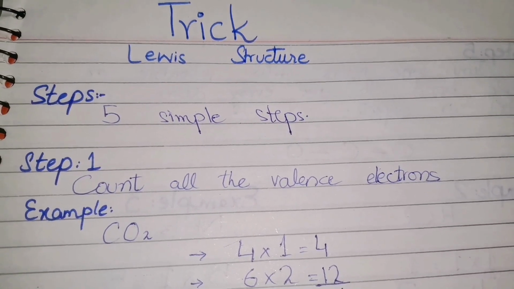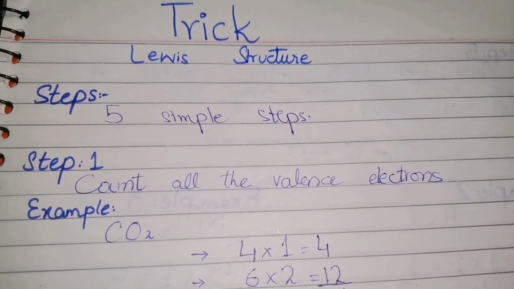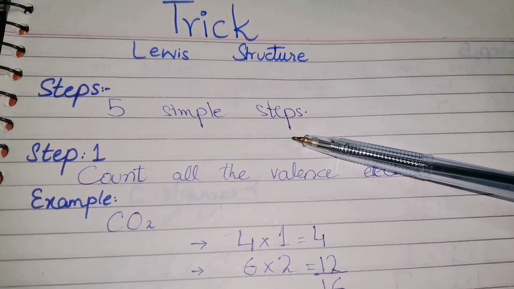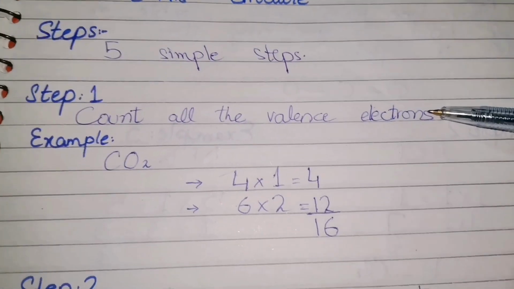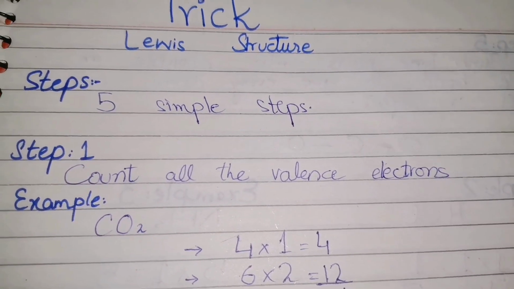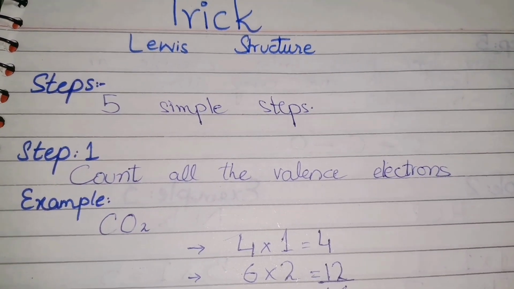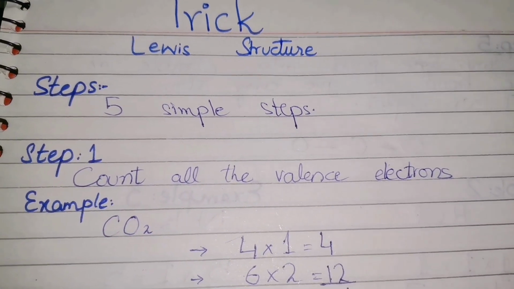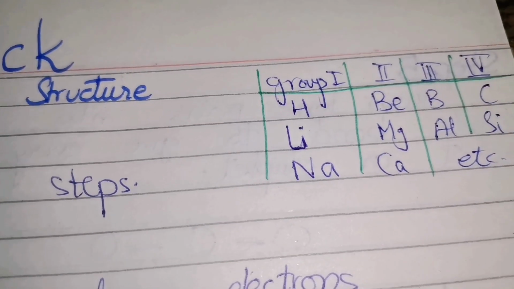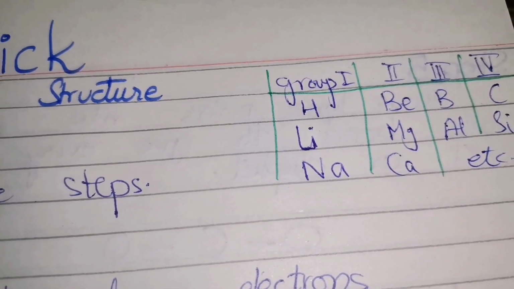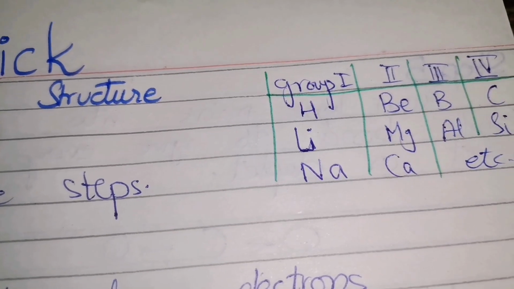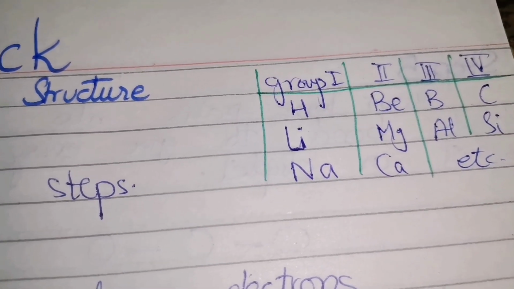In today's lecture, I will tell you 5 simple steps with the help of which you can draw the Lewis structures. The first step is count all the valence electrons. I have told you in the previous video that an element present in a particular group will have the same number of electrons in its valence shell as its group number. Have a look, it means that elements present in group 1 are having only one electron in their valence shell, like hydrogen, lithium, sodium, they all will be having only one valence electron.